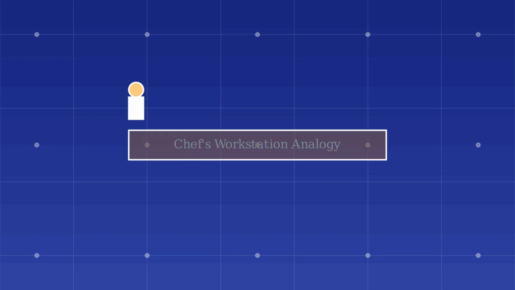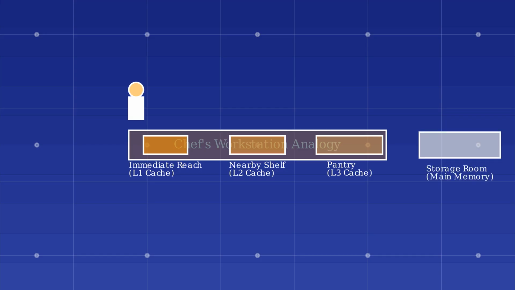To understand cache hierarchy, imagine a chef's workstation. The ingredients at immediate reach, like the L1 cache, are small in quantity but instantly accessible. Items on a nearby shelf, like the L2 cache, take slightly longer to reach but offer more storage. The pantry, representing L3 cache, holds even more items but requires more time to access. Finally, the storage room, like main memory, holds everything but takes considerable time to retrieve items from.